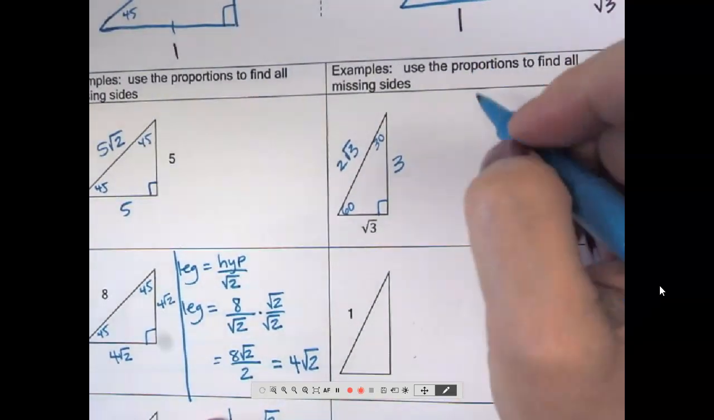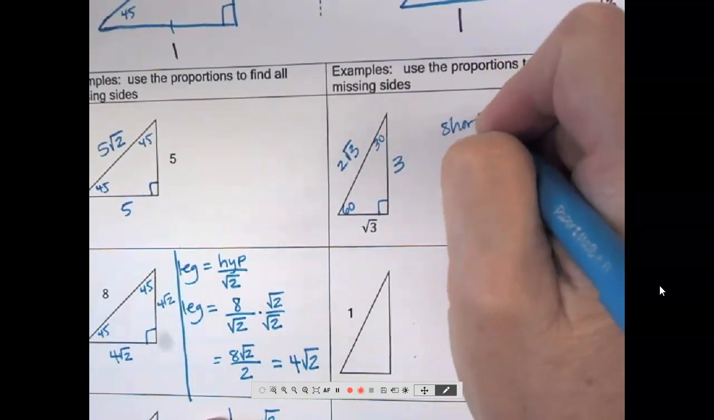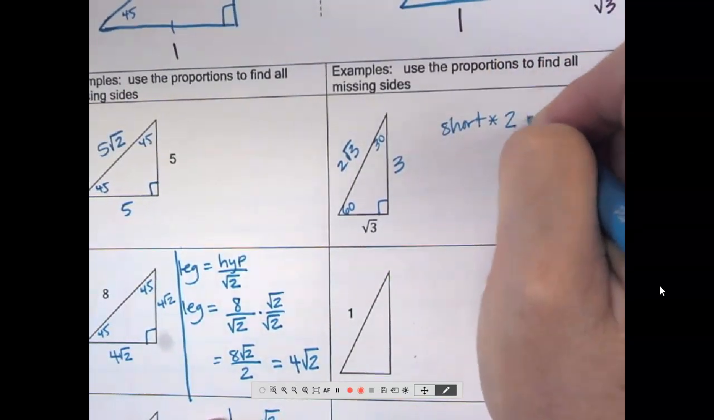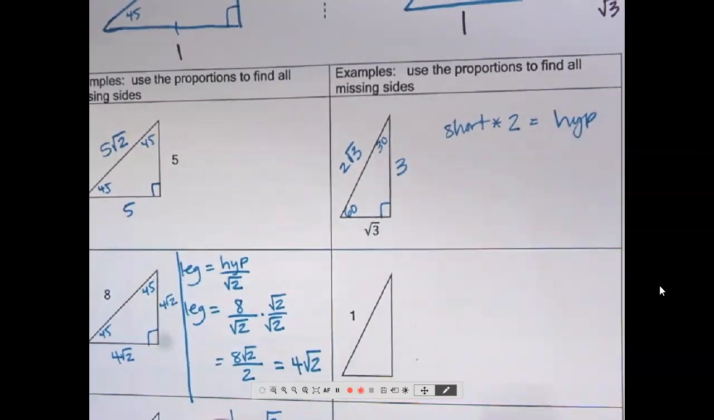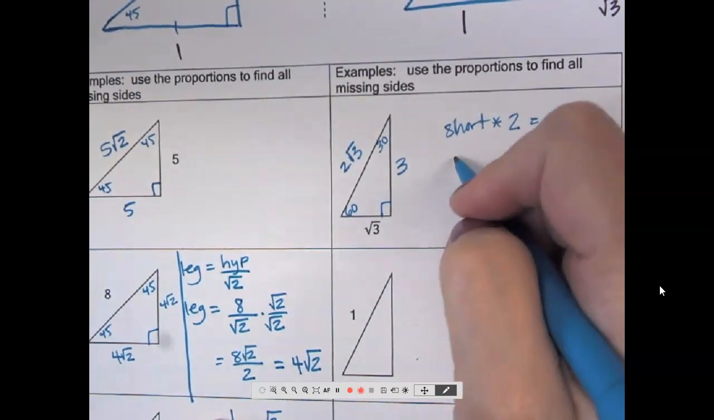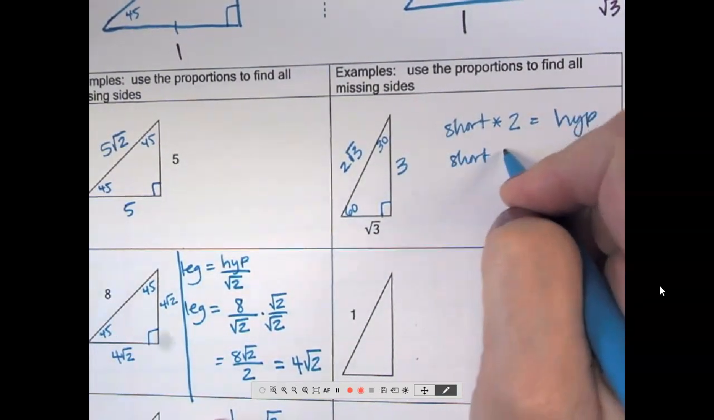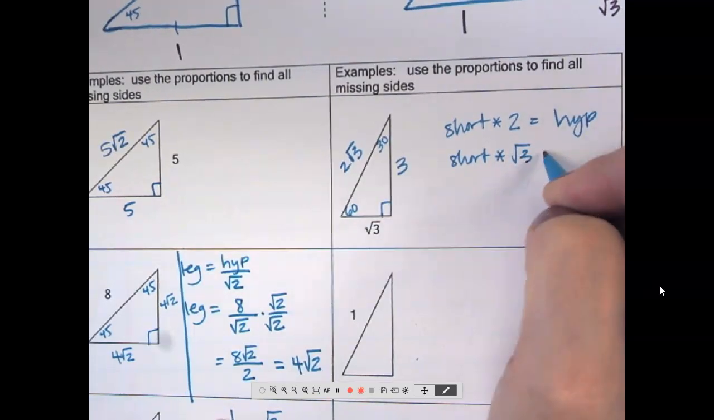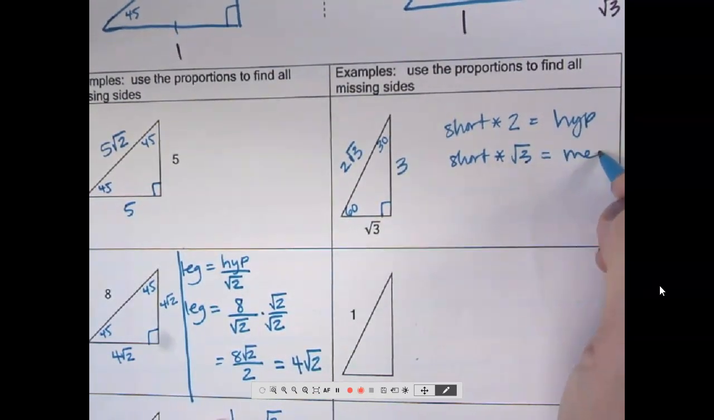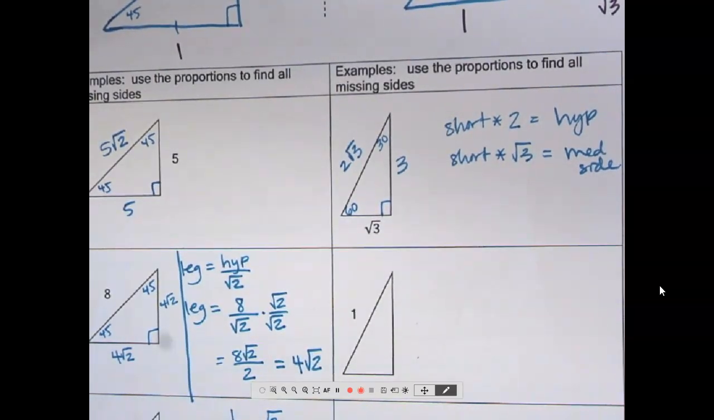Okay, so I took short side times 2 to get the hypotenuse. And then I did short side times square root of 3 to get the medium side. All right, okay with what I did?